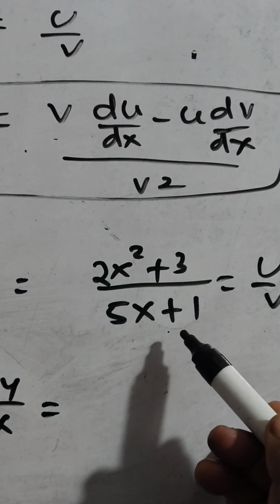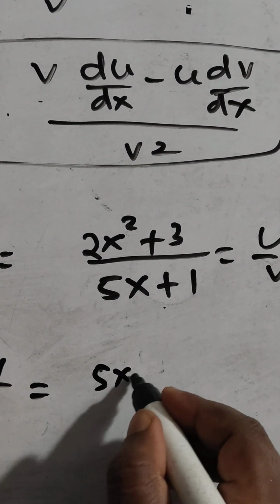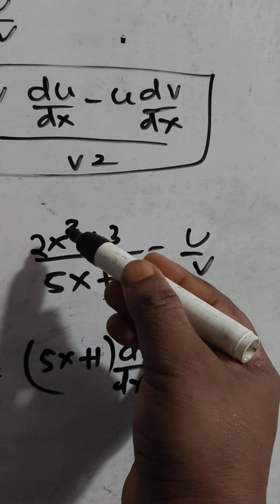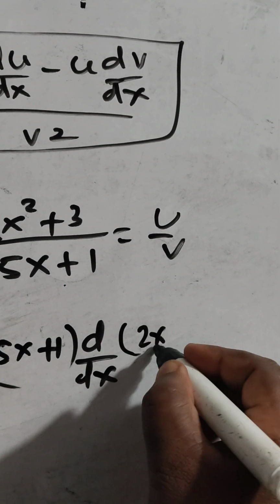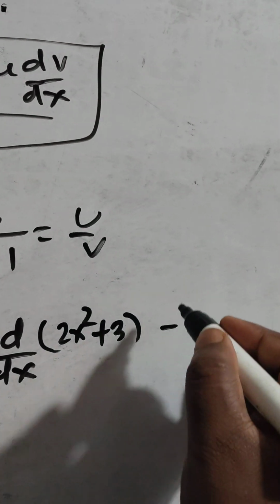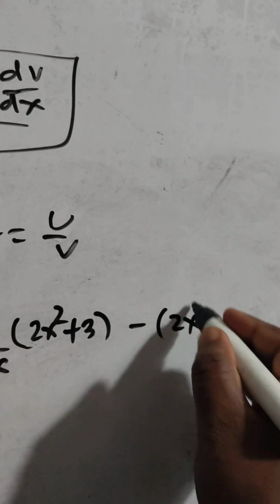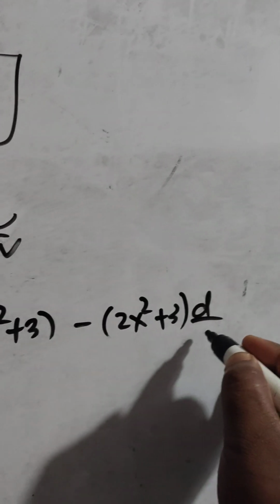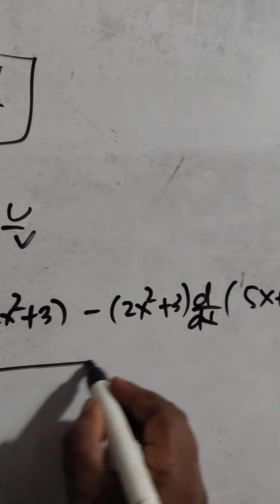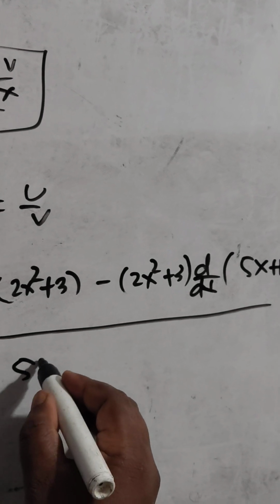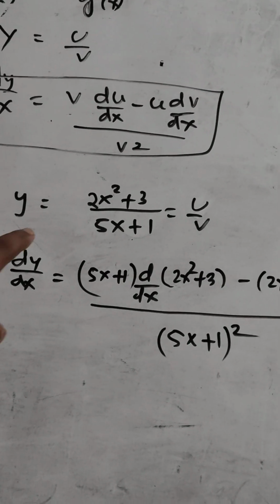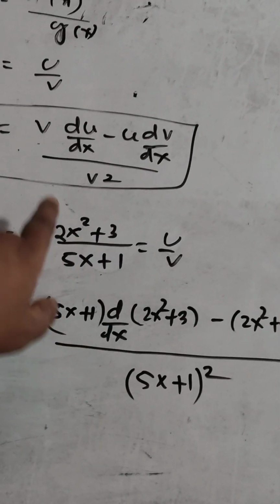So v is equal to 5x plus 1. Write down 5x plus 1 into dy by dx, the derivative of u. I have taken u as 2x square plus 3, minus u, 2x square plus 3, into the derivative of v, 5x plus 1, divided by v square, 5x plus 1 whole square. Clear? So this is u, this is v, u by v, this is the formula.